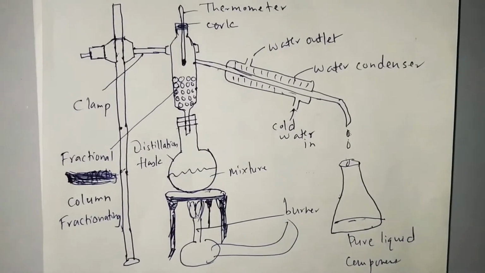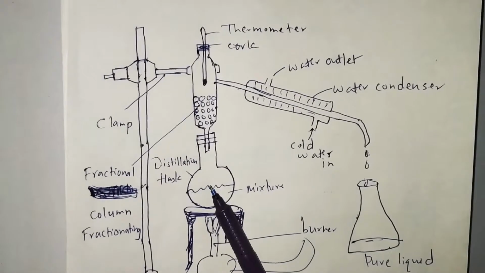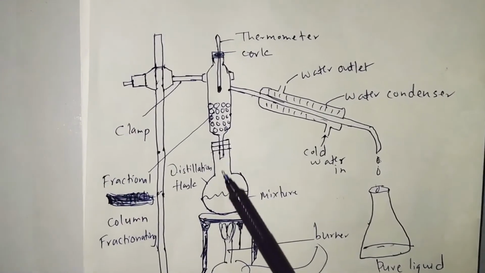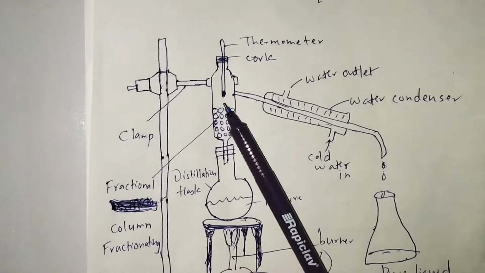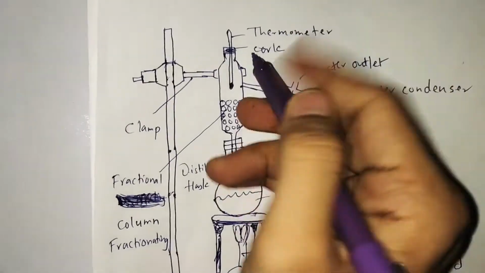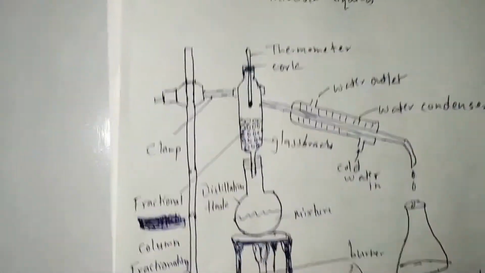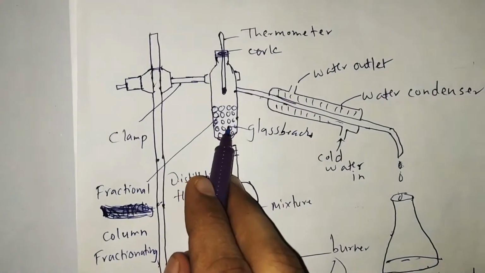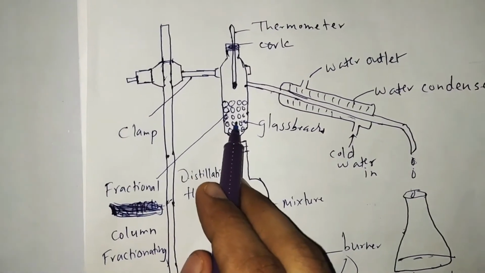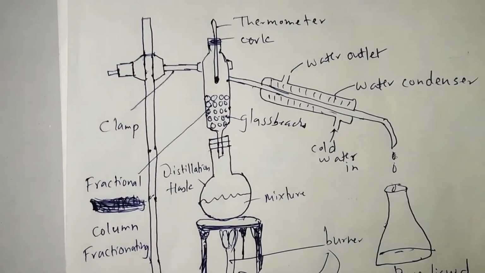Now dear students, what happens in this setup? For example, if you have a mixture in the distillation flask of two or more miscible liquids, while you are heating it, they vaporize and go into this fractionating column, and this fractionating column has glass beads. These are glass beads. Now what happens? When they touch the glass beads, they get condensed. When the vapor goes into this fractionating column, it gets condensed. The surface of the glass beads helps them to condense.